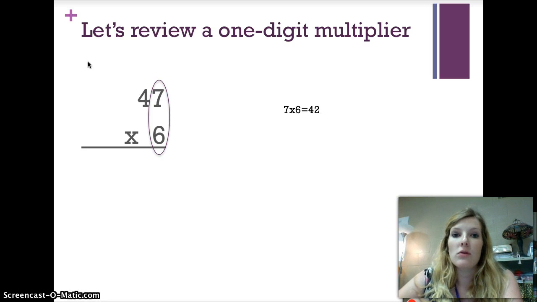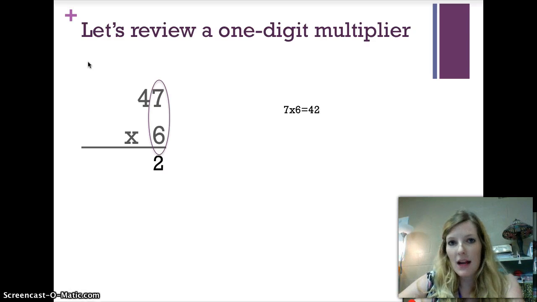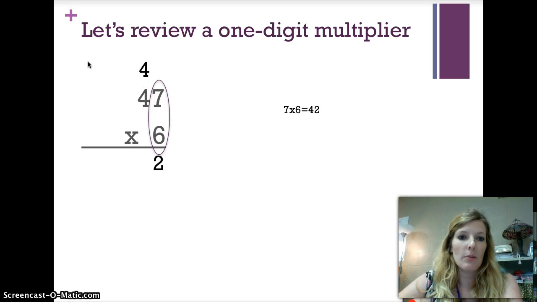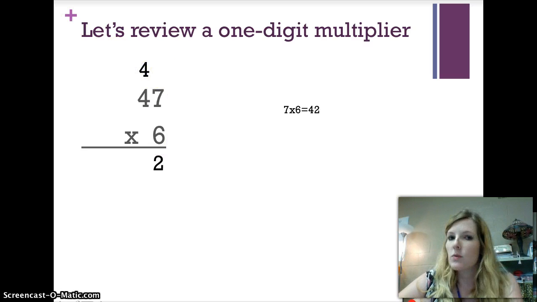So I'm going to put my 2 where? Down below. And then I don't just write my 4 next to it. What do I have to do with my 4? I need to carry my 4. So I'm going to put that up at the top here. Then I'm finished with the 7 times 6.